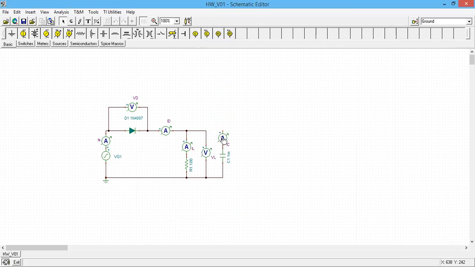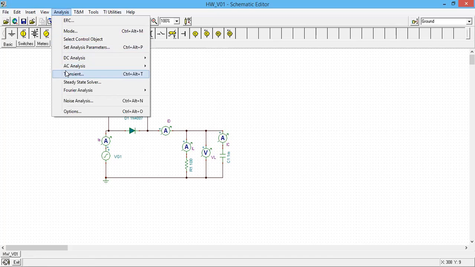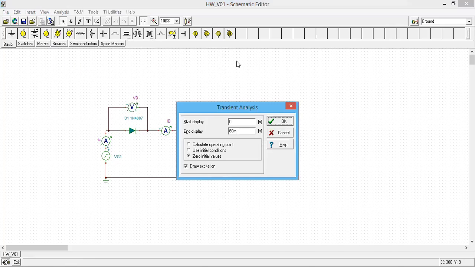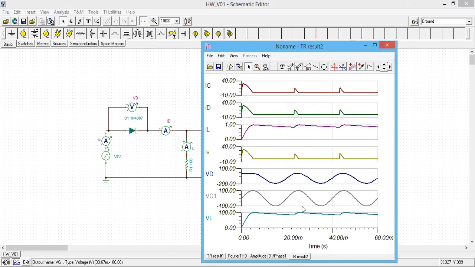Now take a look at what will happen to the output voltage when you put the capacitor. I will connect the capacitor here, and I will simulate, analysis, transient. Now you can see the ripple has already gone. Now it has a very small ripple. If you want to calculate the peak-to-peak ripple, what you can do is just zoom out a bit.